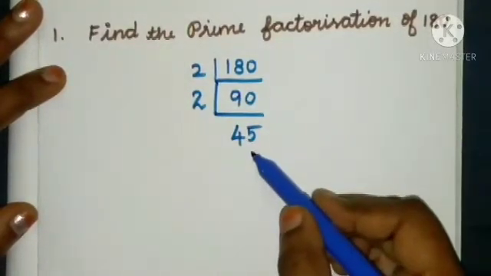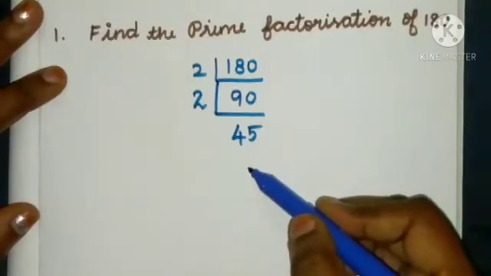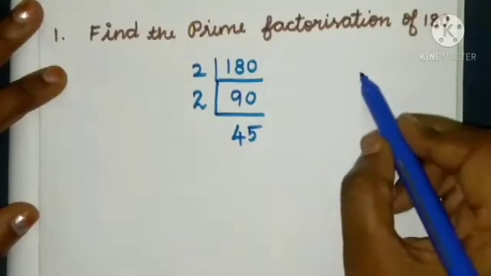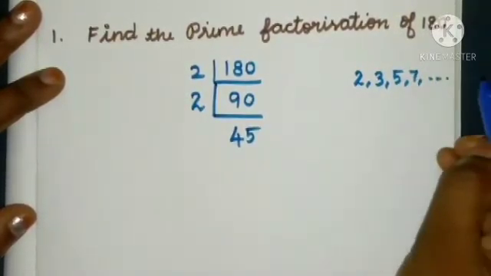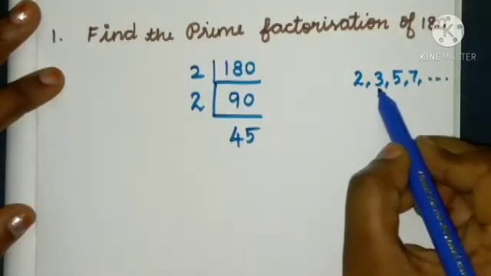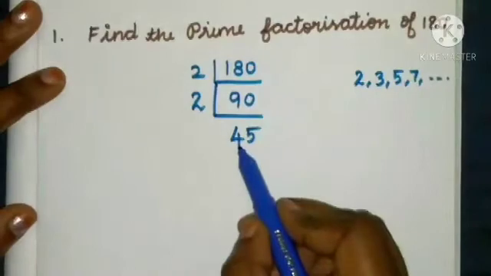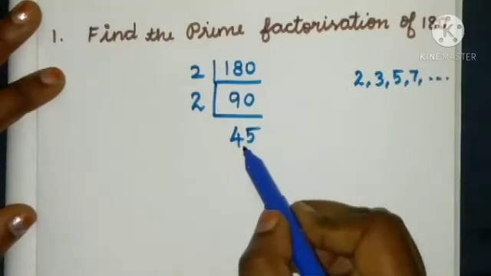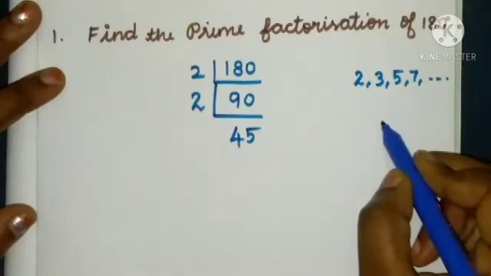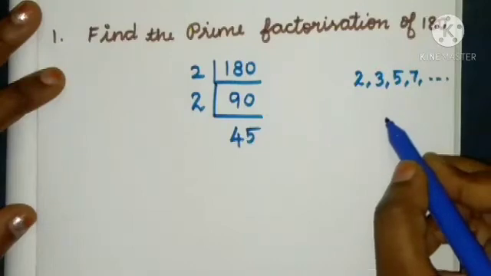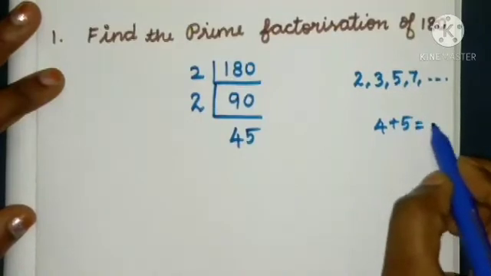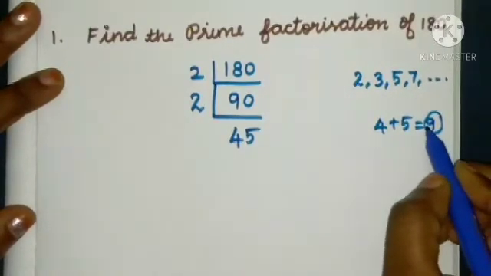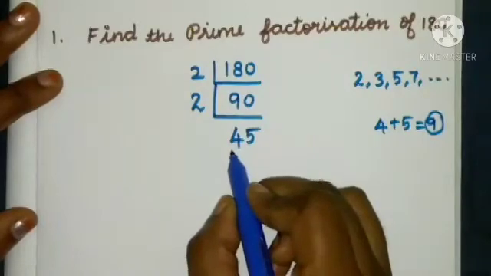Now we have to divide 45 by the smallest prime number. As you already know, prime numbers are 2, 3, 5, 7 and it goes on. The next smallest prime number is 3. 45 is completely divisible by 3. See, the rule of divisibility by 3: if the sum of the digits is divisible by 3, then the number is also divisible by 3. See, 4 plus 5 is 9. 9 is divisible by 3. So, 45 is also divisible by 3.